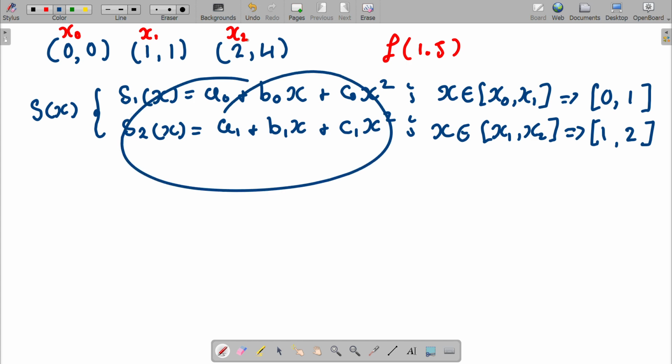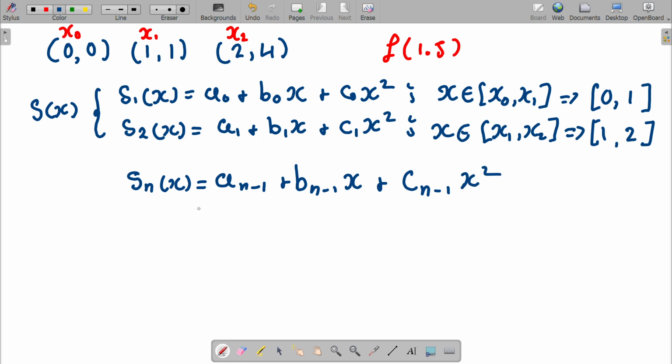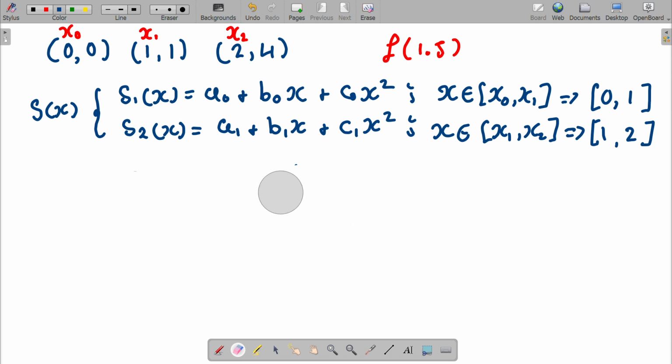So how you come up with these piecewise expressions is that there's a generalized formula that we use, but for now we're just going to focus on this. Basically it's written as s sub n of x is equal to a sub n minus 1, plus b sub n minus 1 multiplied by x, plus c sub n minus 1 x squared. So this is how those came about. If I start from n equal to 1 and plug in 1 here, this is going to be s sub 1, which is equal to a sub 0, and that's how we came up with those. So this is just the generalized expression that we use to come up with those piecewise functions.